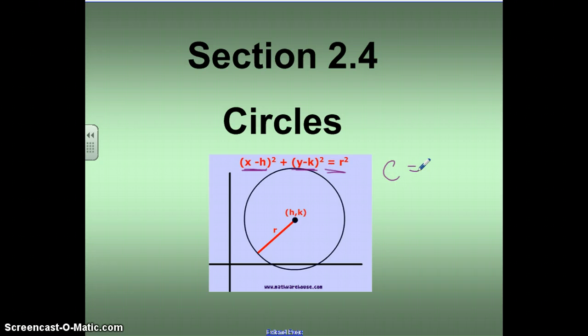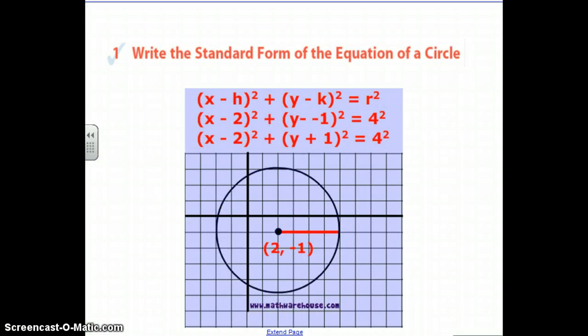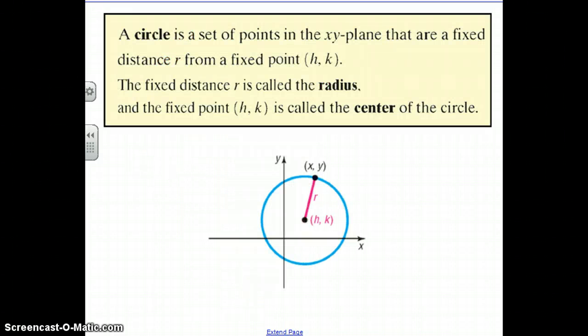Here, the center is going to be h and k, and the radius is r. So be careful. Sometimes I'll give you r squared out here, and we'll need to take the square root of that to actually find the radius. So in this example, you can see the radius is 4, which means I'm going 4 units in every direction, north, east, south, and west. And the center is the opposite of this number and the opposite of this number. So the center would be 2, -1. And you can see they went 2 to the right and down 1 for the center.